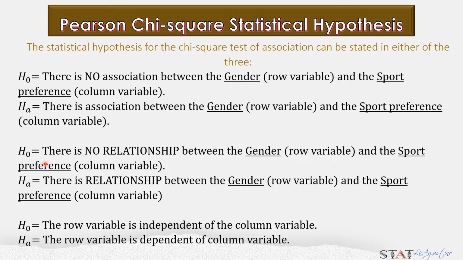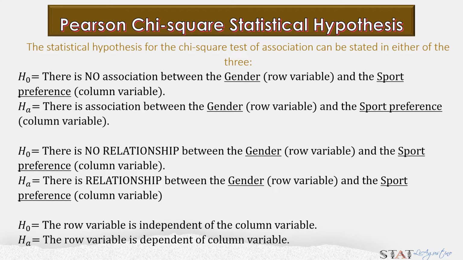We can also state our null hypothesis as: there is no relationship between gender and sport preference, and the alternative as: there is a relationship between gender and sport preference. Or we can use the row variable, gender, is independent of the column variable, sport preference. You can change it or specify it. So our alternative hypothesis can be that the row variable is dependent on the column variable.